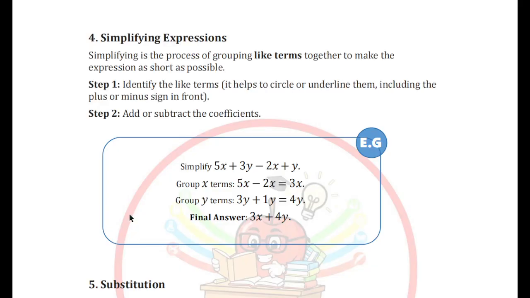Let's try to look at how to simplify expressions. So now that you've understood some terms we use in algebra, how would you simplify an algebraic expression? Simplifying is the process of grouping like terms together to make the expression as short as possible. So we are not solving anything. We are just making it as simple as possible. You group like terms, put them together to make it simpler.